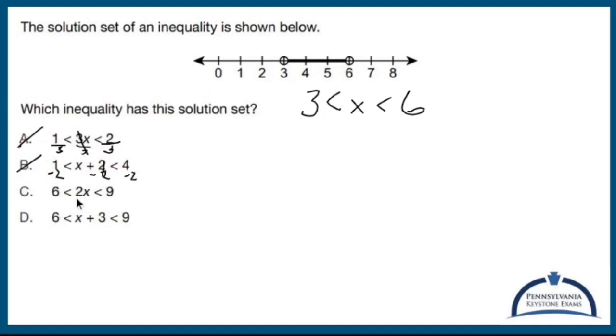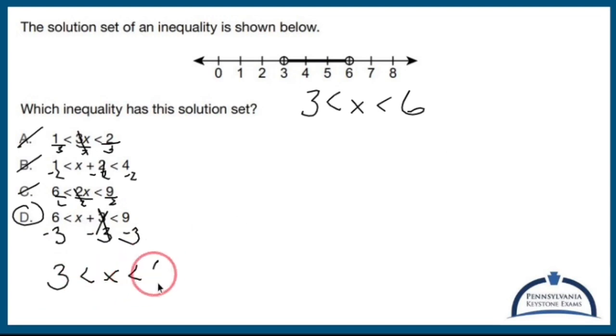So let's get rid of A and B. If I divide everything here by 2, oh, it's promising. 6 divided by 2 is 3. X is all alone in the middle. 9 divided by 2 is not 6, so it's not C. It's got to be D. So let's subtract 3, subtract 3, subtract 3. You cross out, 6 minus 3 is 3. X is all alone. 9 minus 3 is 6. D is my guy. I'm happy.